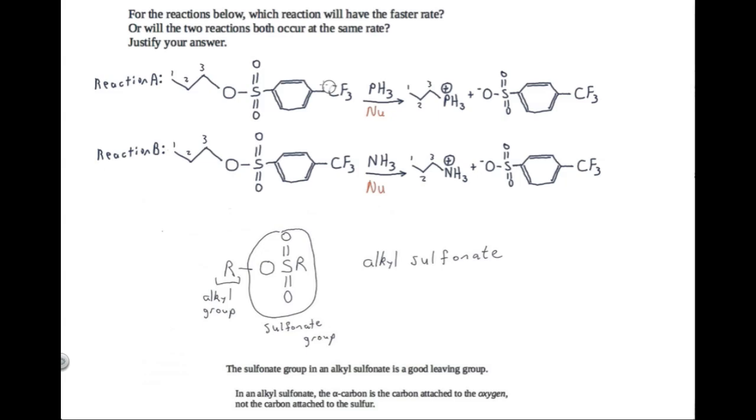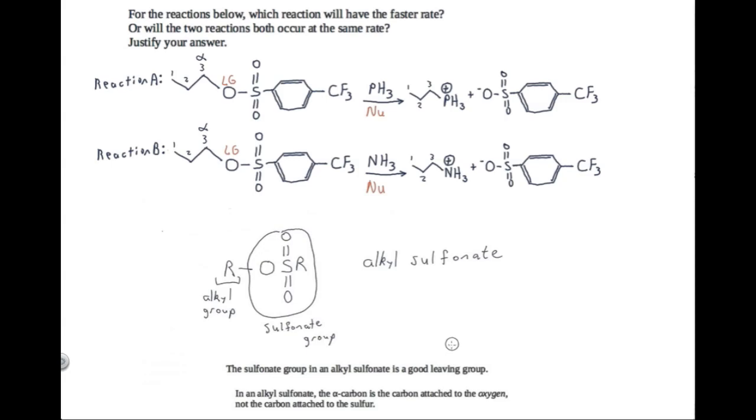We should recognize this large group as a sulfonate. So these starting materials are alkyl sulfonates, carbon chains attached to sulfonate groups. We know that in an alkyl sulfonate, the alpha carbon is the carbon attached to the oxygen, not the carbon attached to the sulfur. So in this sulfonate, the alpha carbon is carbon 3 attached to the oxygen. This carbon attached to the sulfur is not the alpha carbon. That means that we can identify this oxygen attached to the alpha carbon as our leaving group atom. Remember that sulfonate groups are good leaving groups.